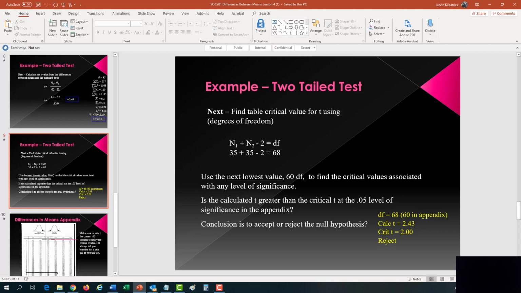We know what our calculated t-value is. We need to go into the appendix to find the critical t-value. Now, when I show you the appendix, there is going to be no degrees of freedom of 68. So I need to drop down to the next lowest degrees of freedom, which is 60, and find whatever the value is in the 0.05 level of significance column. And that's how I come up with a critical t of 2.00.